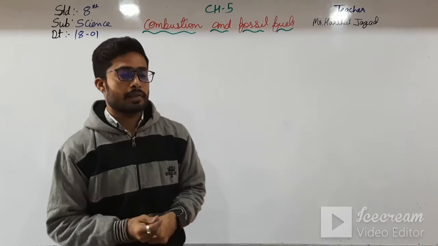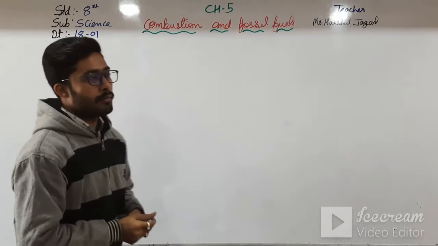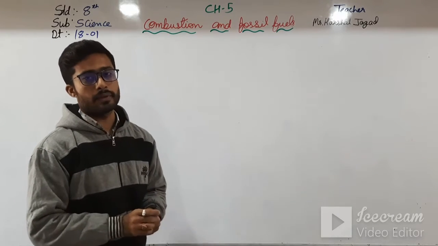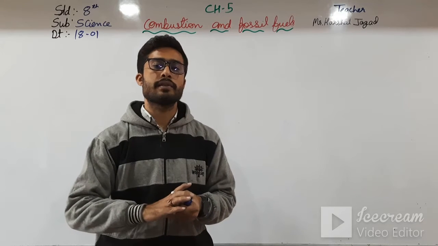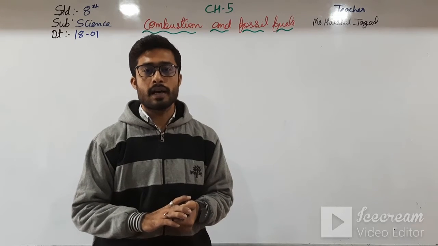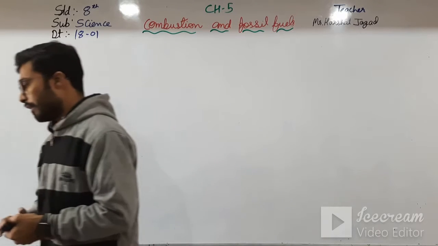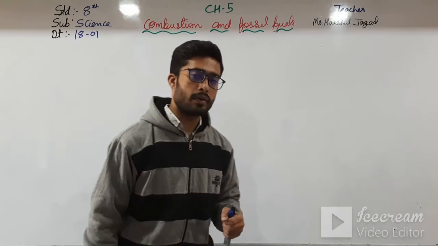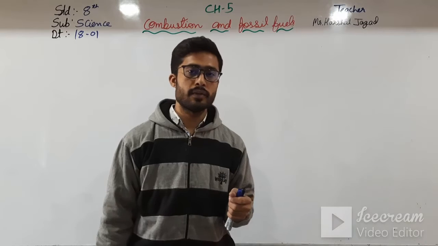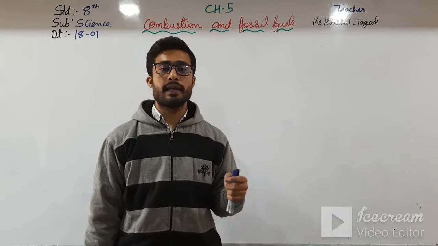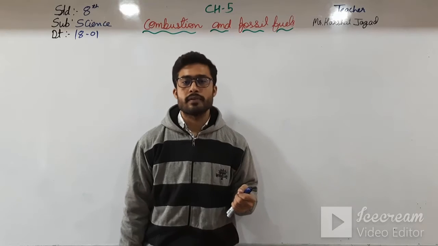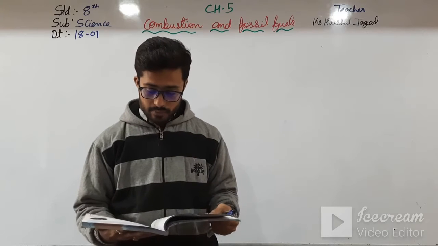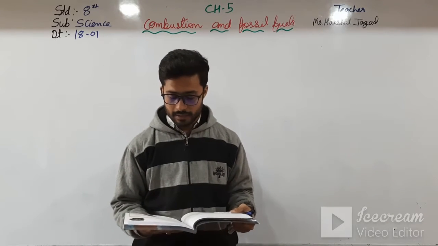In the previous videos, we have been going through chapter number 5, combustion and fossil fuel. We have just completed the topic of combustion, and now we are going through the topic of fossil fuels. We have seen the different types of fossil fuel obtained from nature, the renewable and non-renewable sources of energy. Renewable sources of energy means we can use them again, and non-renewable resources means we can't use them again. Over here we have completed coal, and we have seen the three types of coal.